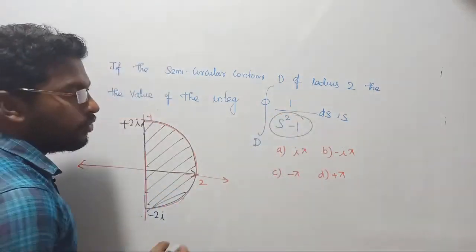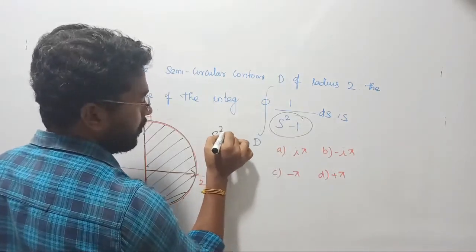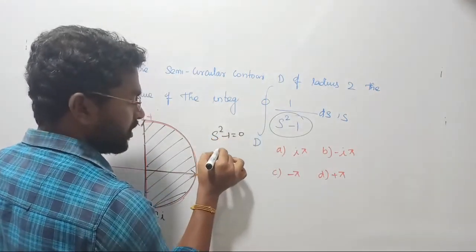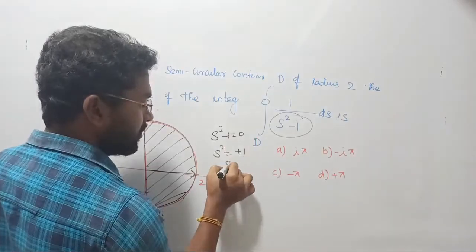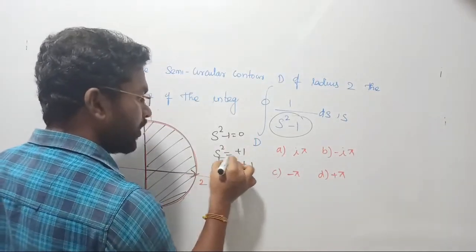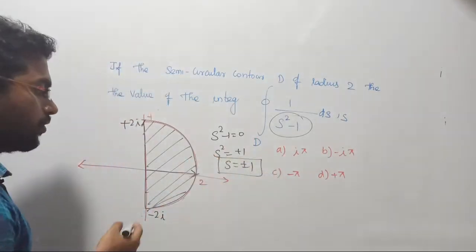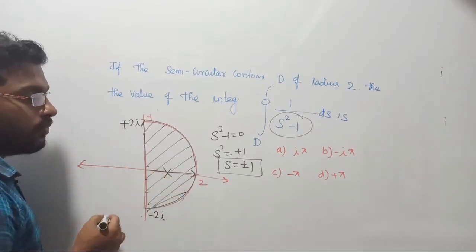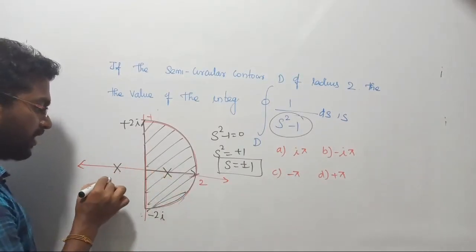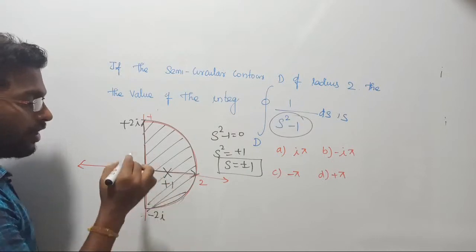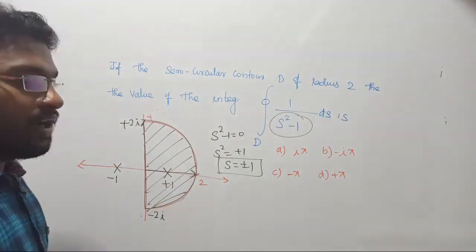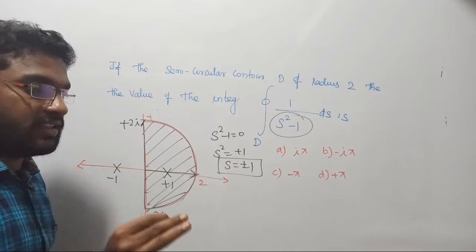Given poles, what have they given here? s squared minus 1. So s squared minus 1 equal to 0, such that s squared equals plus 1, or I can say s equals plus or minus 1. So we got two poles here. One pole will be placed at s equal to plus 1. Another pole will be placed at s equal to minus 1. Exactly.